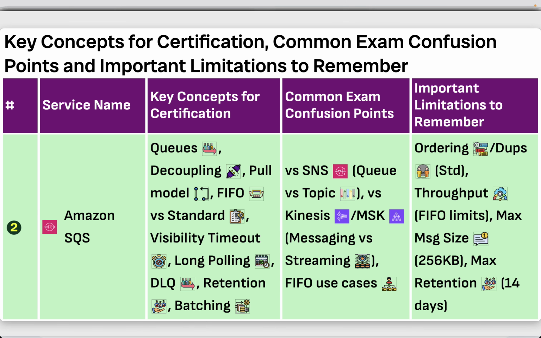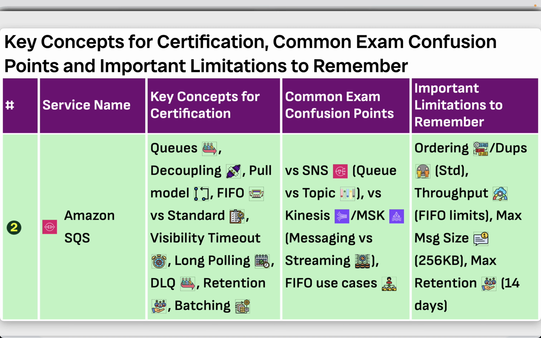SQS key concepts for certification include queues, decoupling, pull model, FIFO versus standard, visibility timeout, long polling, dead letter queue, retention, and batching. Confusion points include SQS versus SNS, the previous one. So SQS is a queue and SNS is a topic. And SQS versus Kinesis and Managed Service for Kafka. So this is messaging, and Kinesis and MSK is streaming. This is the difference. Streaming means there will be very huge volume, non-stop, no end to data, unbounded kind of data. So for that you will use Kinesis or Kafka.